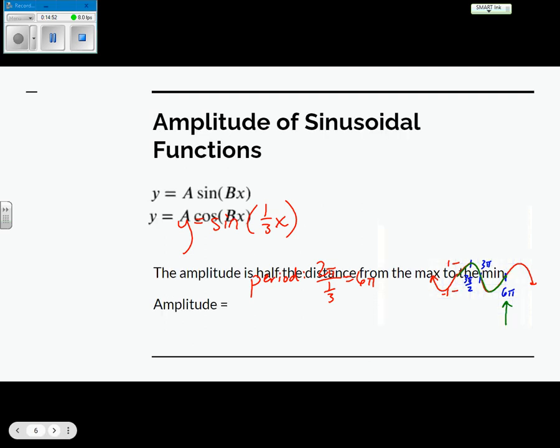Now, one more change I want to talk about, and that's going to be an amplitude change. On an amplitude change, what I'm going to do is throw a number in front of sine and or cosine.